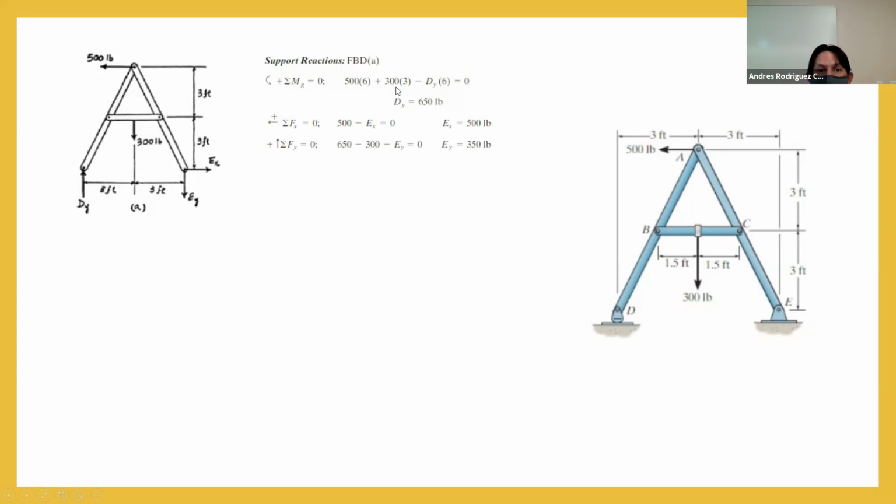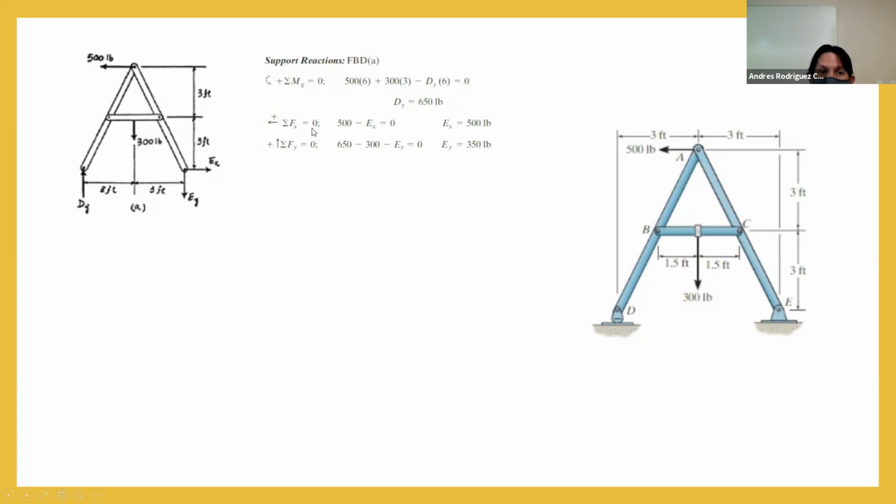So we are going to have the summation of moments in here, and it's going to be 500 multiplied by 6. That is the height that we already have. We are going to have 300 multiplied by 3. And we are going to have the reaction multiplied by the distance, that is going to be 6. Solving this equation, we are going to have that the reaction in D for the y direction, or the vertical direction, is going to be equal to 650 pounds.